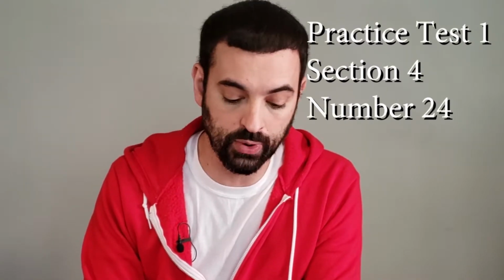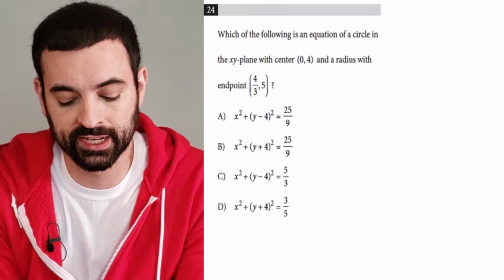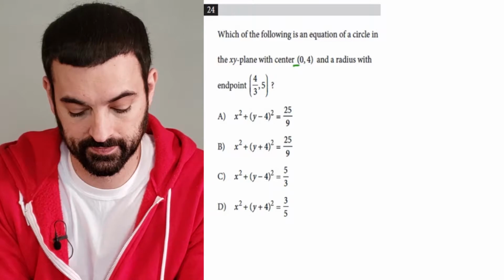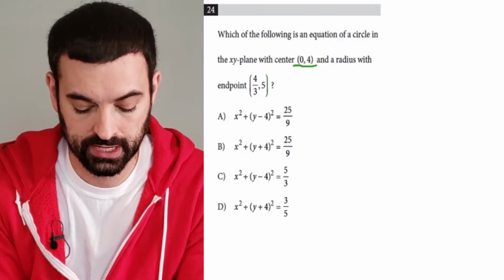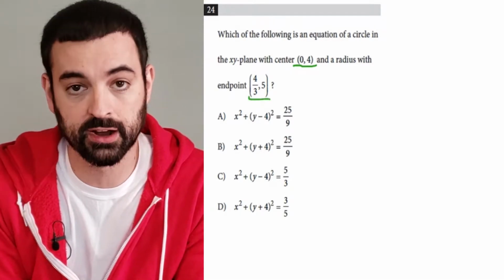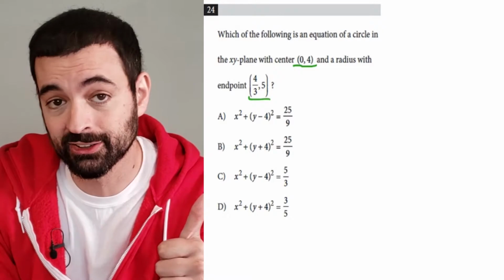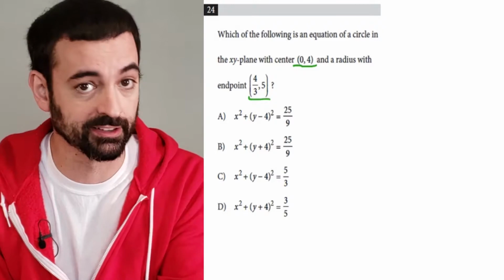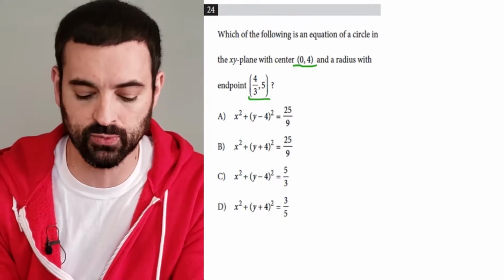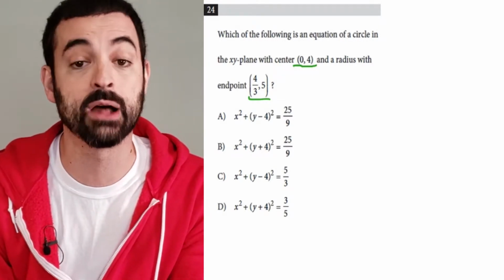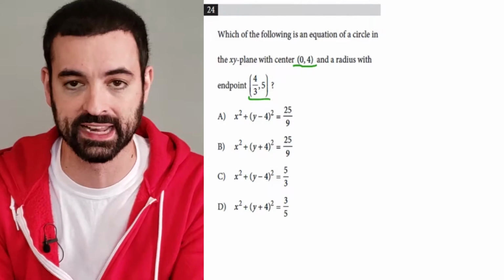Here's our first example. This is Test 1, Section 4, Question 24. Which of the following is an equation of a circle in the xy plane with center 0, 4, and a radius with endpoint 4/3, 5? So they're giving us the center, they're giving us an endpoint, that's an xy value. They're not giving us a radius necessarily. They're telling us where the endpoint is, but they're not telling us how long the radius is.